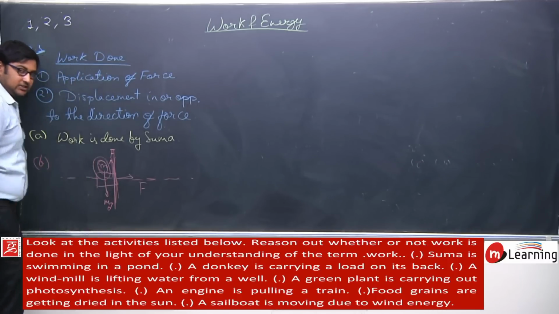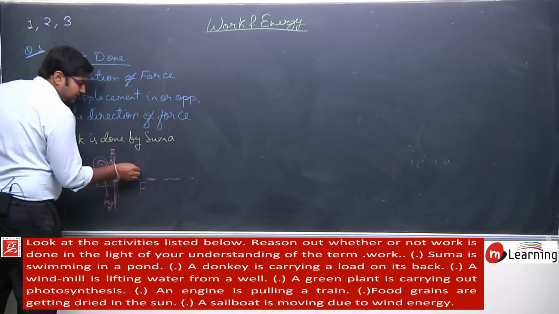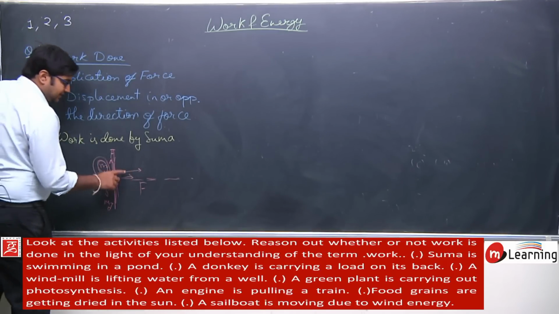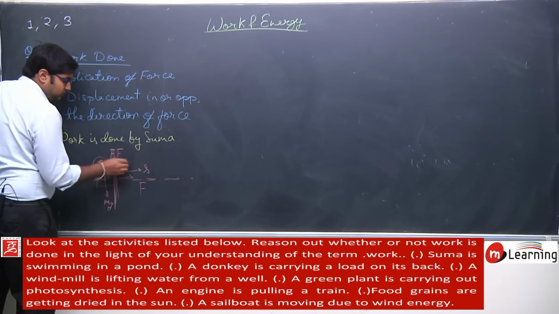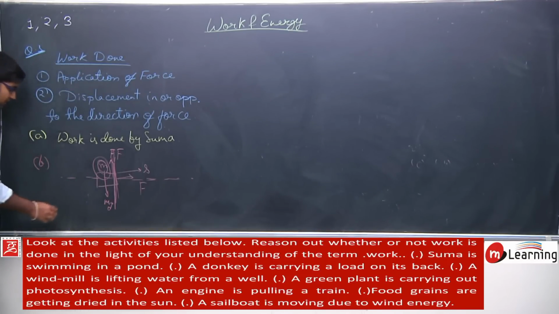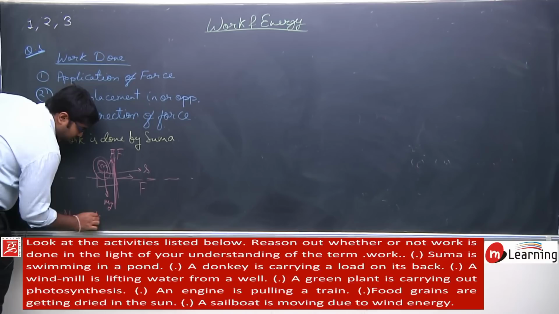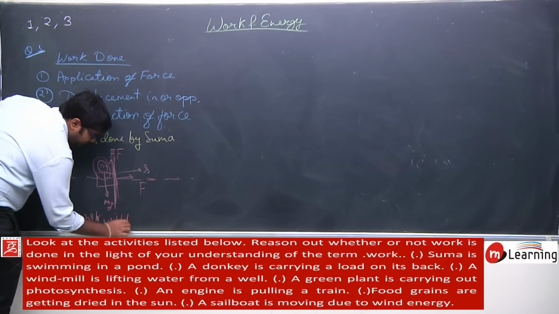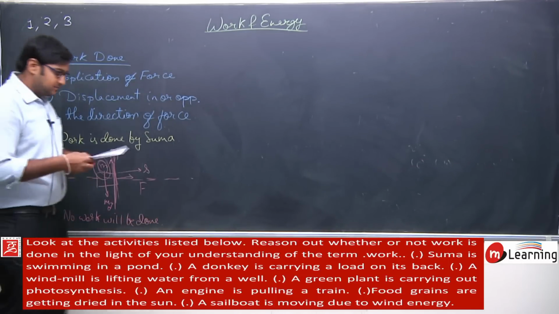In case of mass, we are talking about. And the donkey is moving in this forward direction. So what we can see, displacement and force, this is the displacement and this is the force. So force and displacement are perpendicular, hence no work will be done. There would be no work in this case.